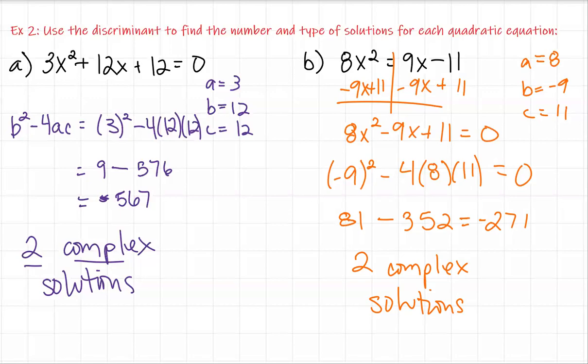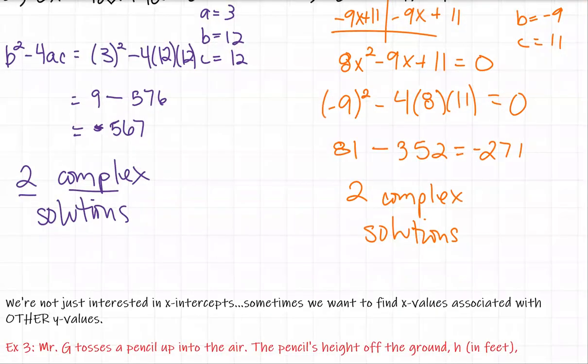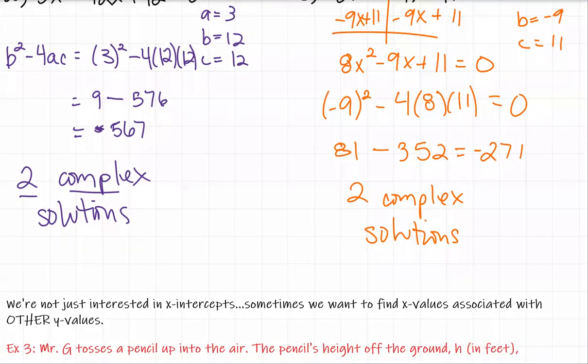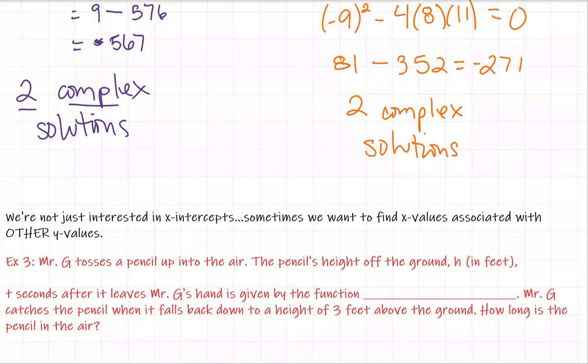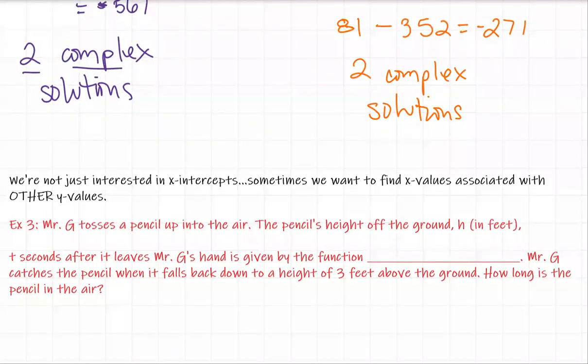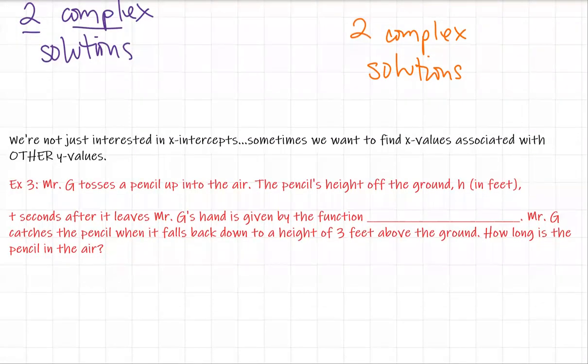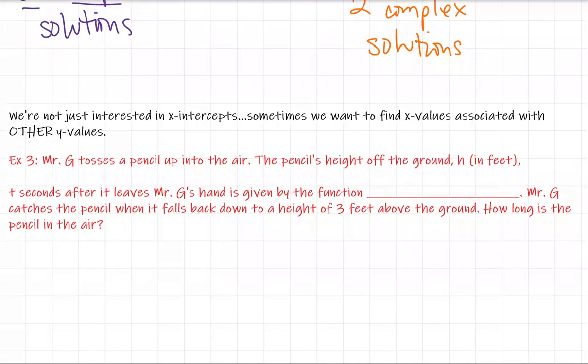Let's go ahead and finish off with one last example. We're not always just interested in x-intercepts. Sometimes we want to find x values associated with other y values. So here's a perfect example of that. Mr. G tosses a pencil up in the air. The pencil's height off the ground, h, in feet, t seconds after it leaves Mr. G's hand is given by this function.